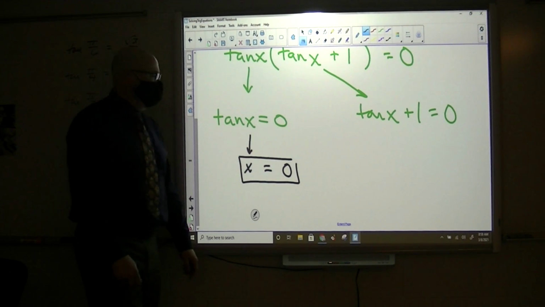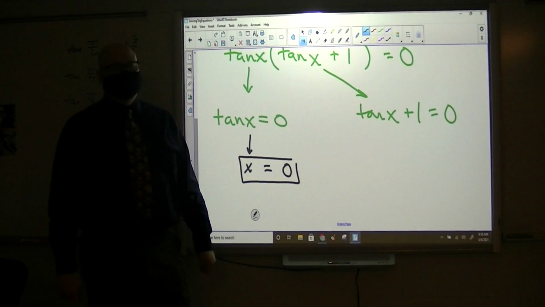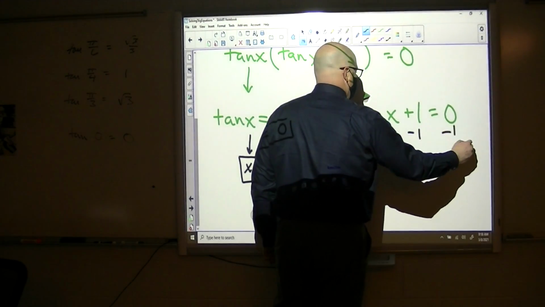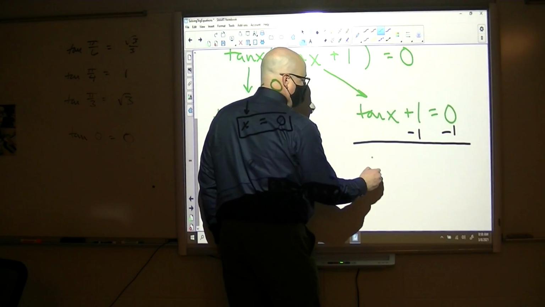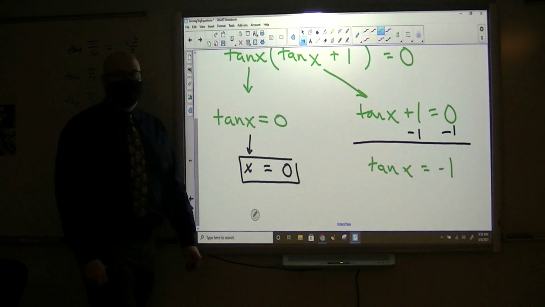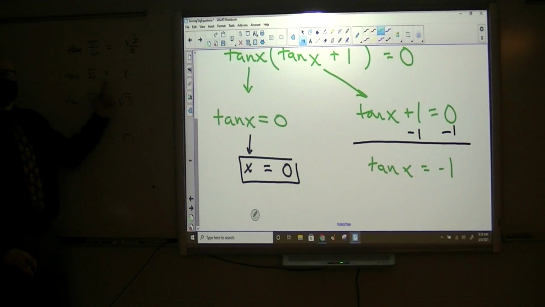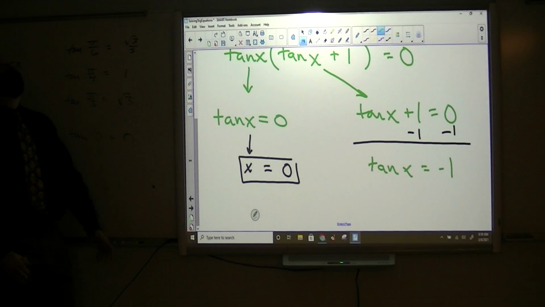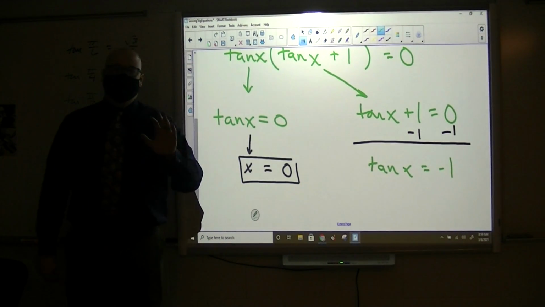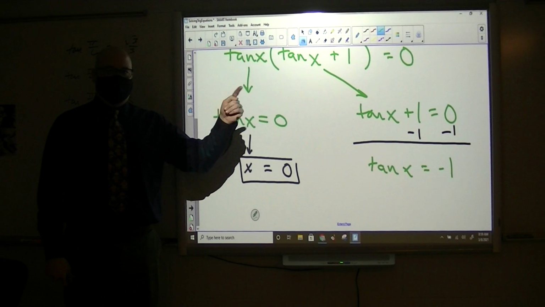Now when I solve this one, I have to isolate the trig term. So I subtract the 1 over to the other side, and now I have tan x equals -1. Well, that's one of the values we're supposed to know. Pi over 4 angles have tangent values of 1. However, you're always trying to screw us up. Tangent values are negative in specific quadrants.